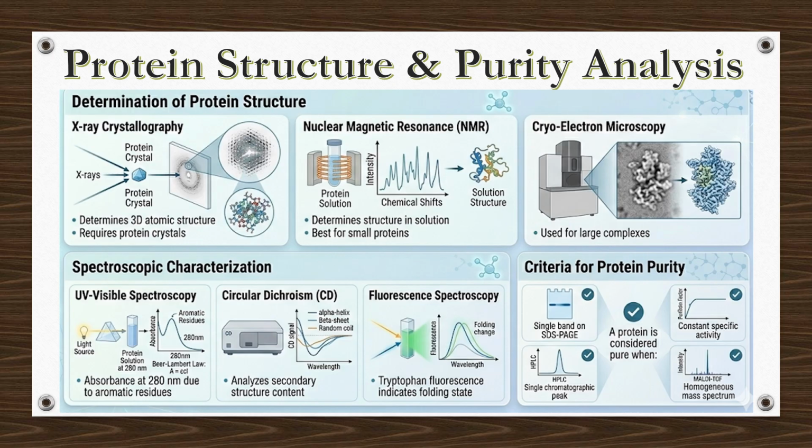Before protein can be used for biochemical characterization, structural studies, or therapeutic application, it must be shown to be pure, meaning homogeneous in identity, molecular weight, and conformation. Establishing purity requires multiple independent criteria, since no single test is fully definitive.